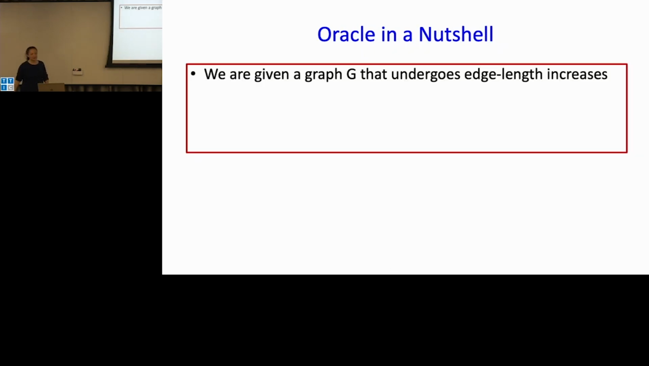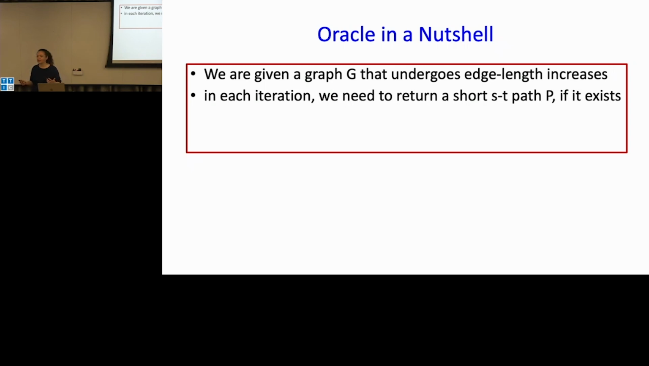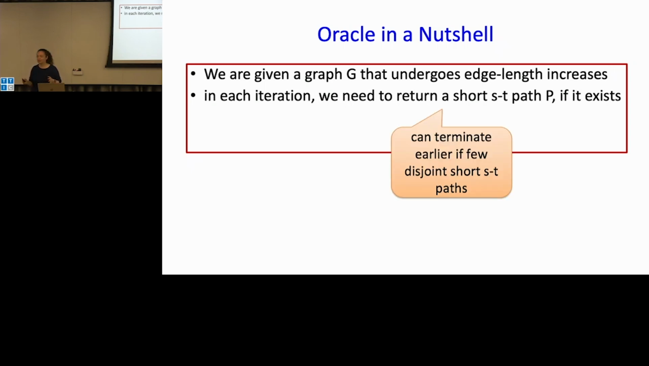So even more in a nutshell, what does the oracle want? So we have a graph. This graph undergoes increases in edge lengths. And in every iteration, it just needs to give us a short ST path. And it's allowed to terminate early if some condition holds.